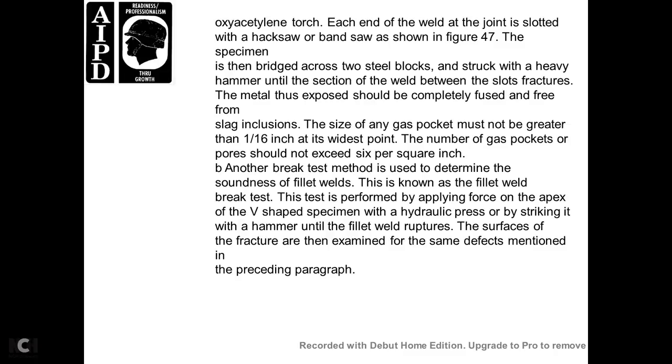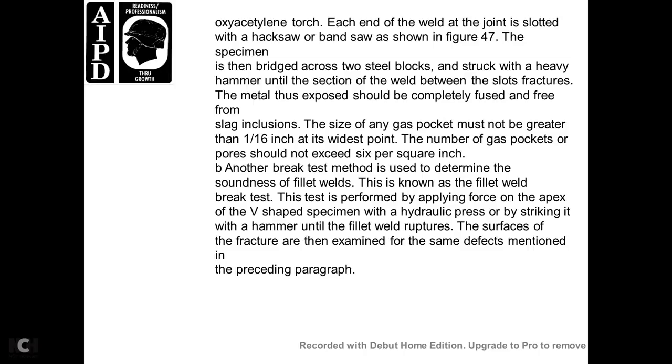At each end of the weld, the joint is slotted with a hacksaw, as shown in figure 47. The specimen is placed with the ridge across a tool steel block and struck with a heavy hammer until the section of the weld between the slots fractures. The metal should be exposed with complete fusion and free of slag inclusion. The size of the gas pockets must not be greater than 1/16 of an inch at the widest point. The number of gas pockets or pores should not exceed 6 per square inch.